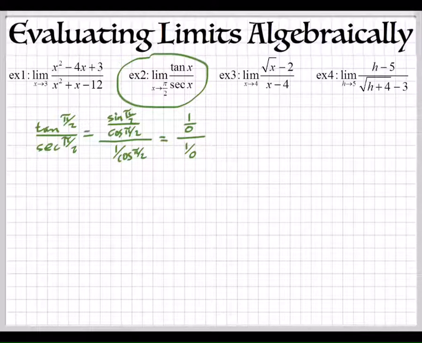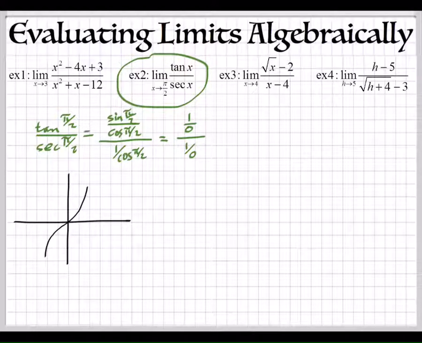Oh, hey, check this out. Do you guys remember what tangent and secant look like? Let's see. Tangent goes like this. It has an asymptote right here, right at pi over 2. Why? Because look, when x is pi over 2, cosine is zero, and we get an undefined thing. So that's why we have this.